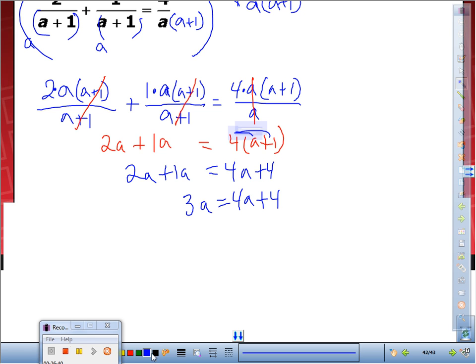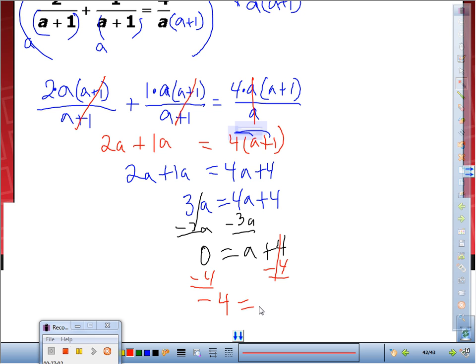Get all variables to one side. Where do I start? Minus 3A, minus 3A. We're left with 0 equals A plus 4. Is A by itself already? No. What do we need to do here? Minus 4, minus 4. Negative 4 equals A. Solution.